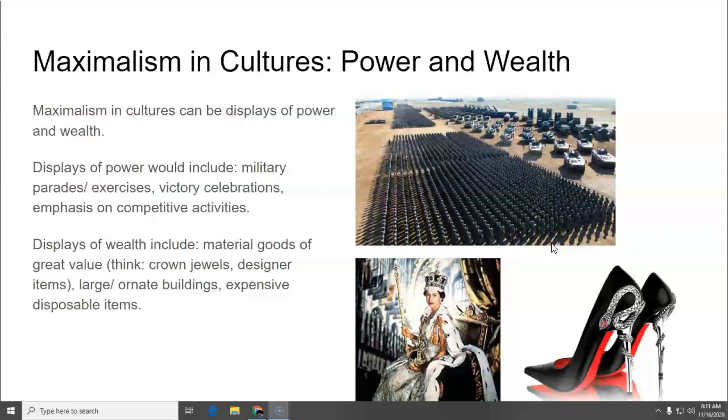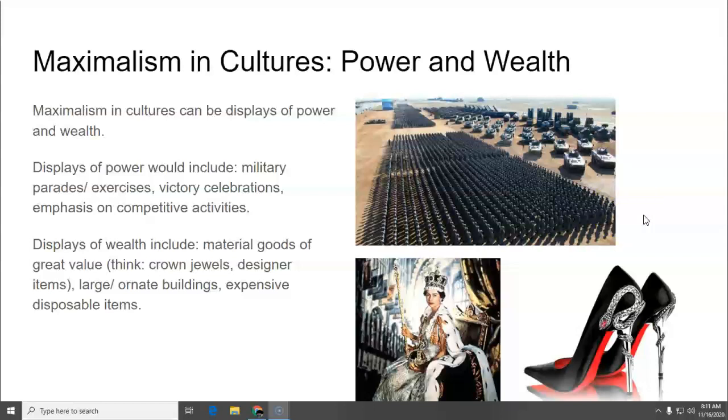money. So on the top right, you have a photograph here of a military demonstration, a military exercise and parade, where you have troops lined up and then you have equipment. There's different kinds of tanks and artillery and other things. Displays of wealth include material goods of great value.